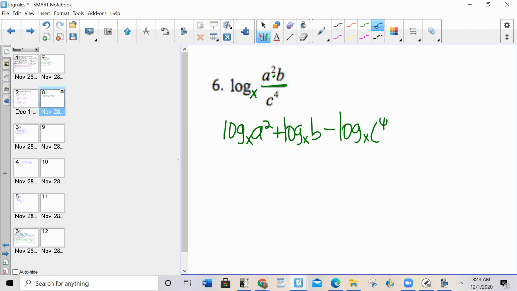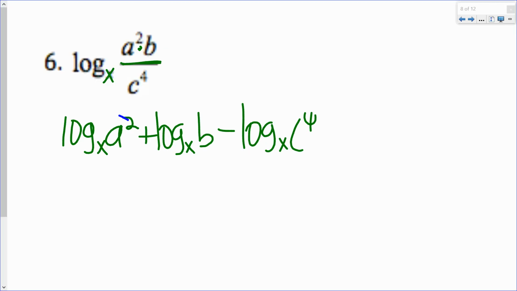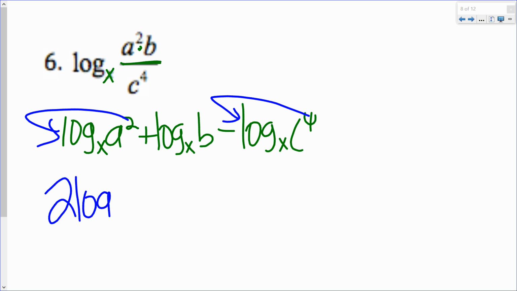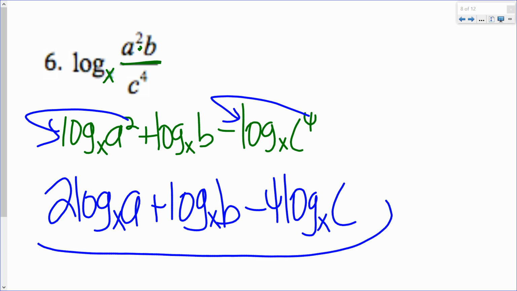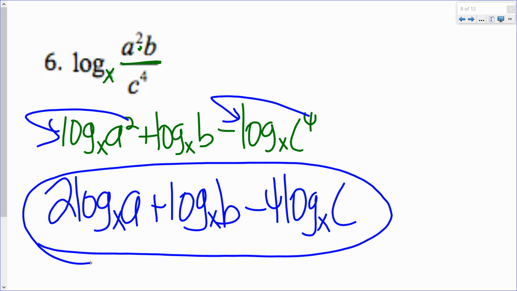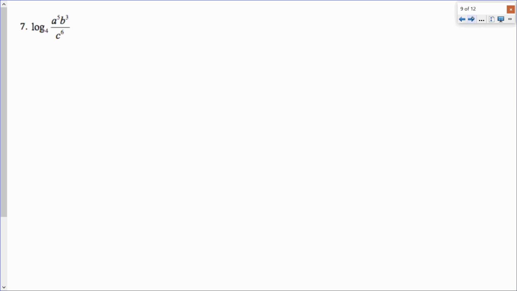Now I'm going to apply my power rule. My exponent comes in front. There is no exponent on the b, so I'm not going to do anything there. And I get 2 log base x of a plus log base x of b minus 4 log base x of c. And that's my answer. There's just one more twist that I want to deal with. So let's skip ahead to number 8.